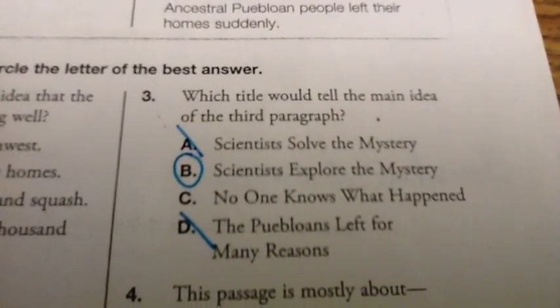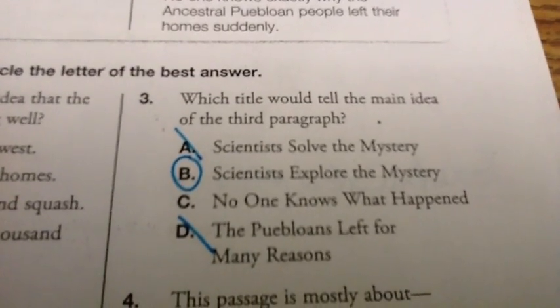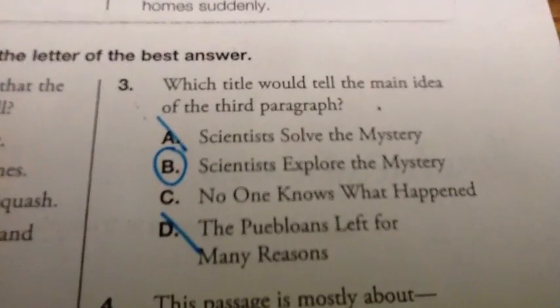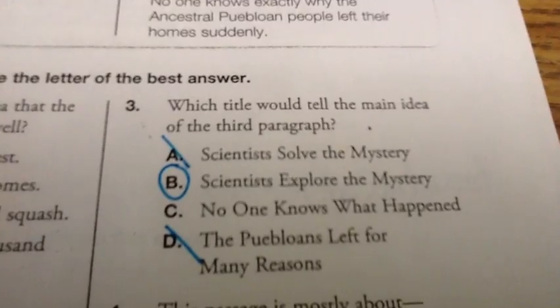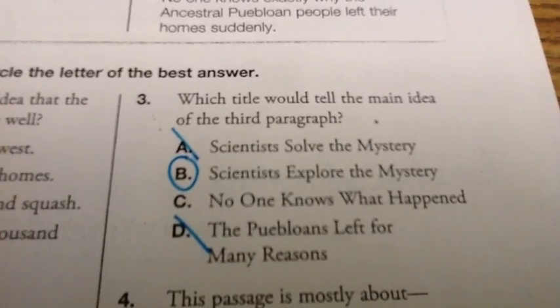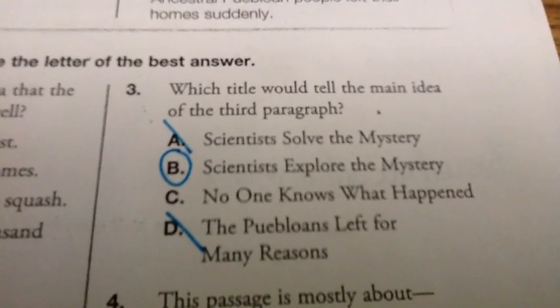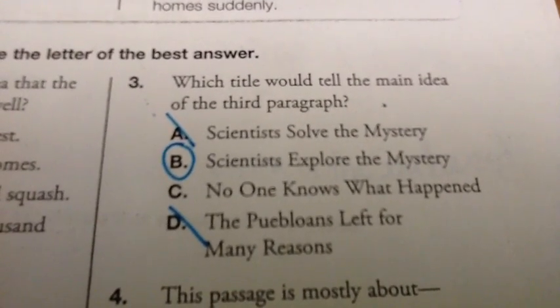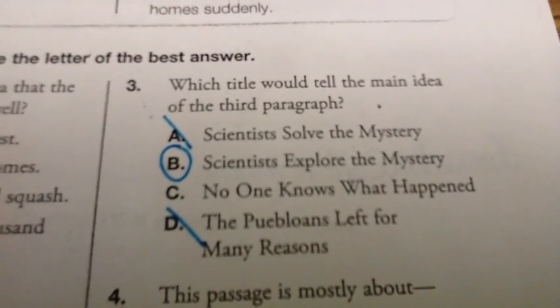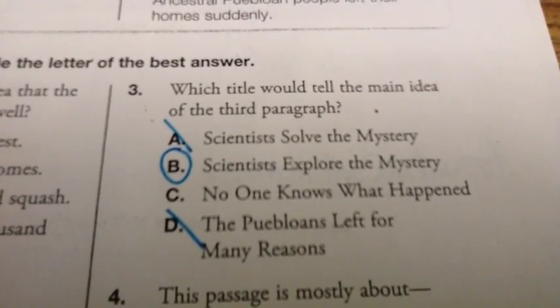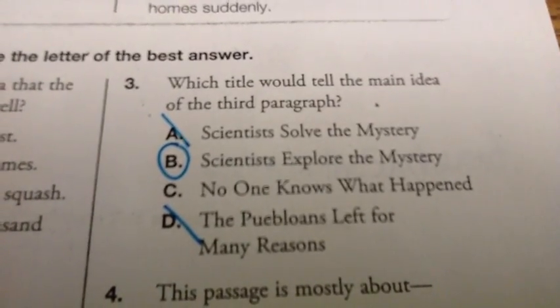Number 3, which title would tell the main idea of the third paragraph? This is the same paragraph referenced in the previous question. I immediately eliminated scientists solve the mystery because that's not true. They didn't solve the mystery. Scientists explore the mystery was a really good sounding one, but I wanted to check my other answers first. So I checked C. No one knows what happened. That's definitely true, so it's piqued my interest. Number D, the Pueblans left for many reasons. That's again not exactly accurate. We don't know why they left. People just have different ideas. So between B and C, B is a little bit more specific to the third paragraph because it was about scientists. No one knows what happened doesn't give me enough information about what this paragraph specifically is about.